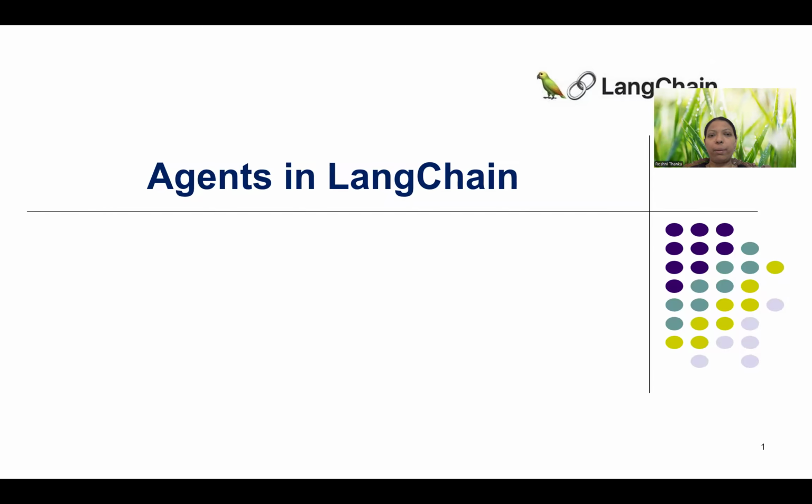It's a Python framework. In the previous videos, we saw about chain, memory, and model, which are important components available in LangChain. In this video, we are going to see about the agents present in LangChain. This is also an important component present in LangChain.